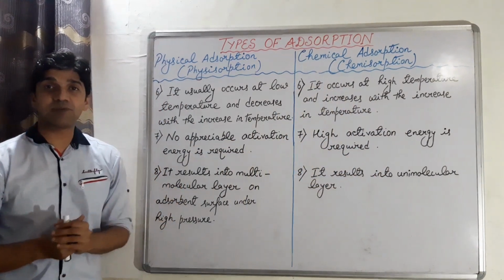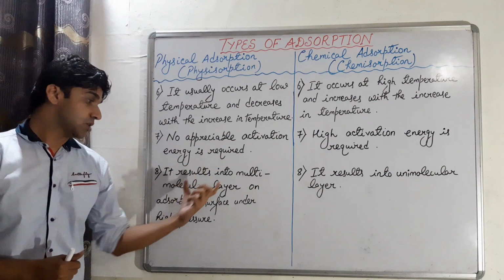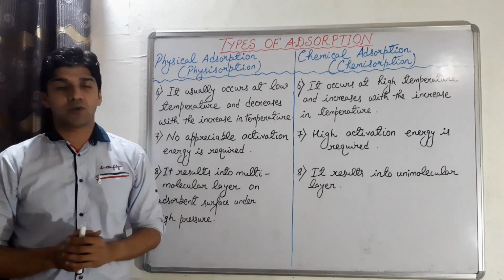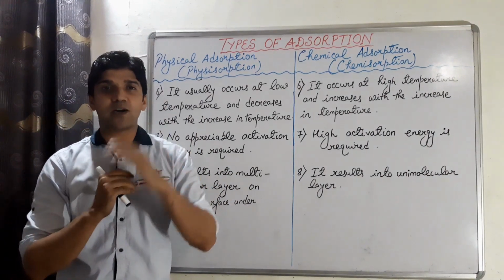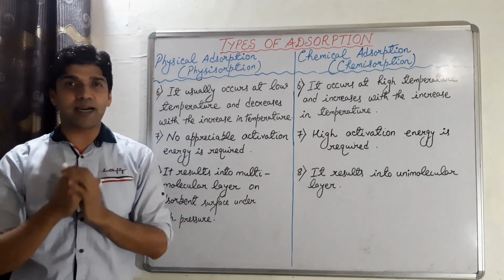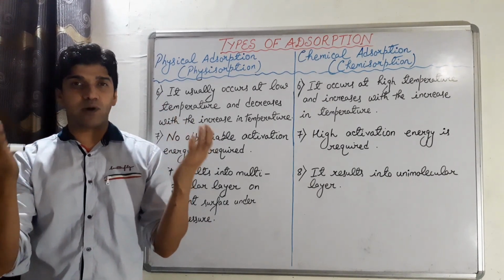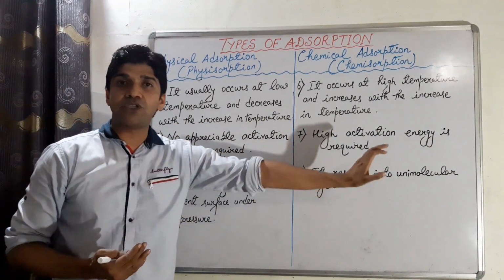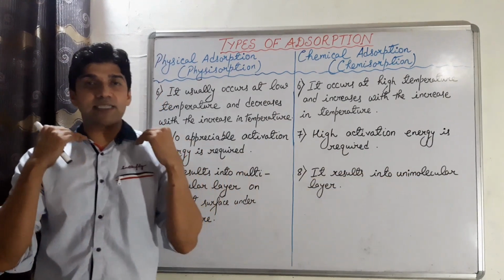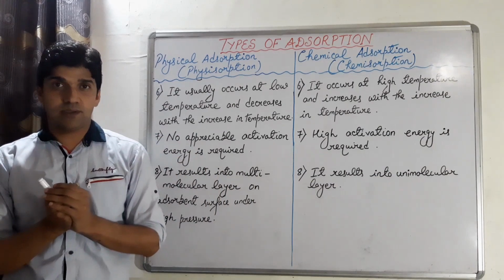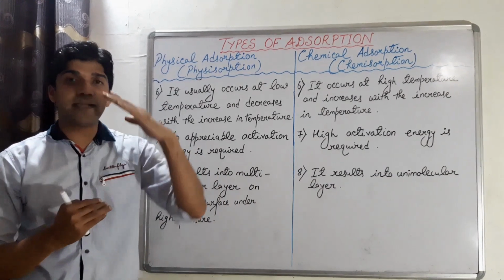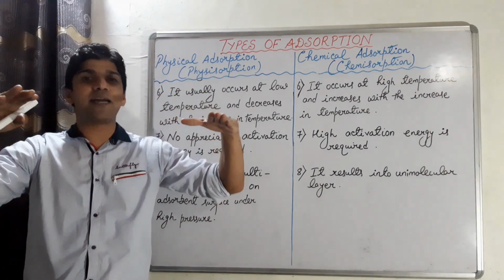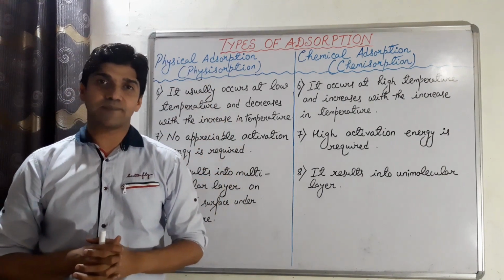Next, the physical adsorption results into multi-molecular layer on the adsorbent surface under high pressure. So there is no proper bond formation, only weak van der Waals force exists between the adsorbate and adsorbent. So it can result into multi-molecular layer on the adsorbent surface. But in case of chemical adsorption, it results into unimolecular layer, or monomolecular layer. So in case of chemical adsorption, only one layer of adsorbate exists over the adsorbent surface.